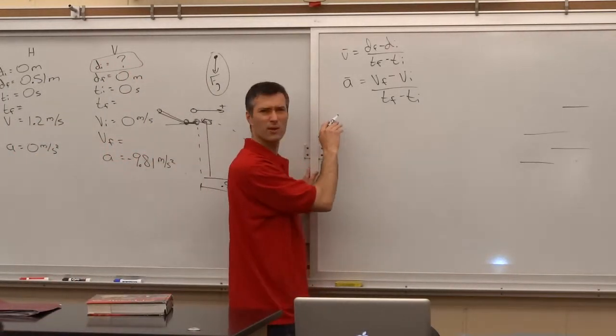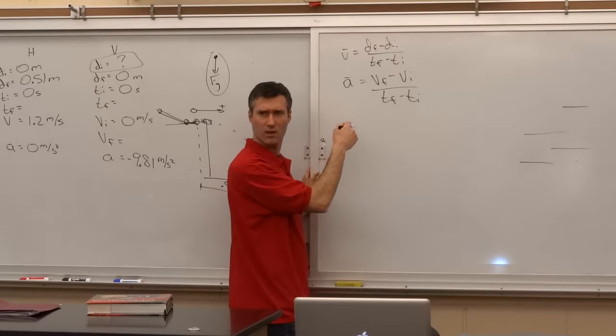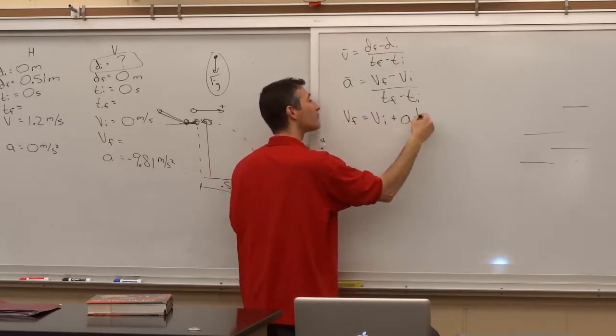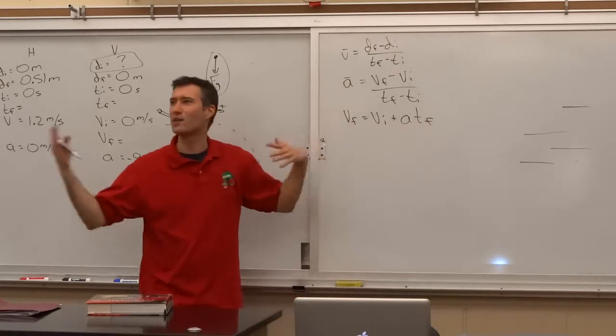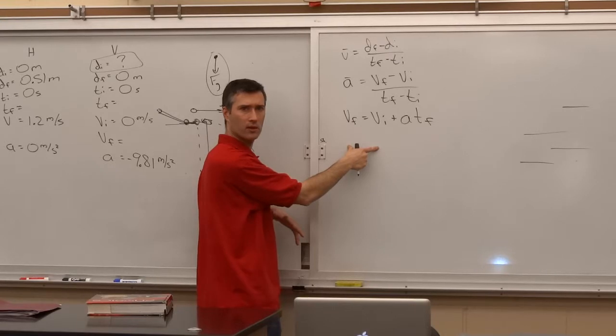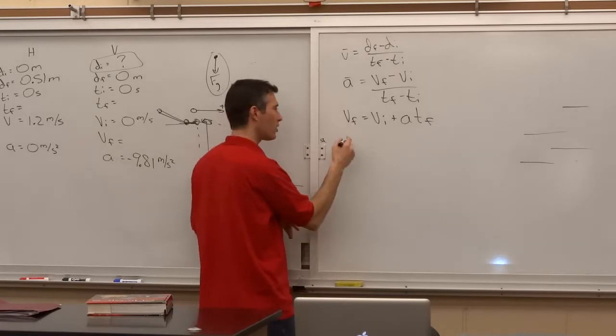Well, what was the next one? VF equals VI plus AT? And that was the third one in your equation sheet. Are we going to be able to use that one? No, it doesn't have initial position in it. No way. What's fourth? Is it the DF one or is it the VF squared one? DF one?